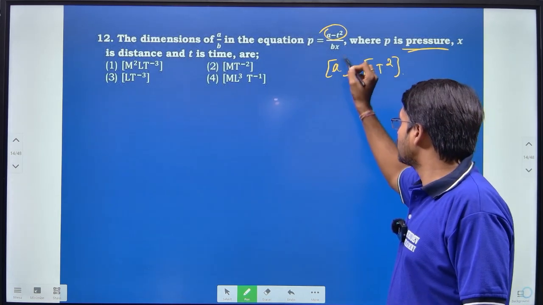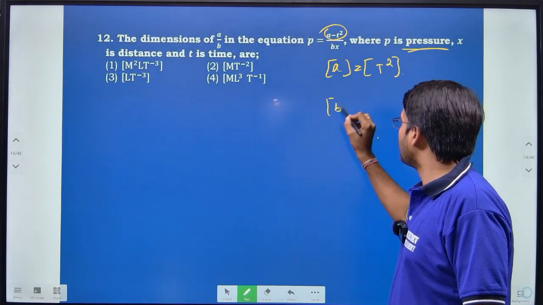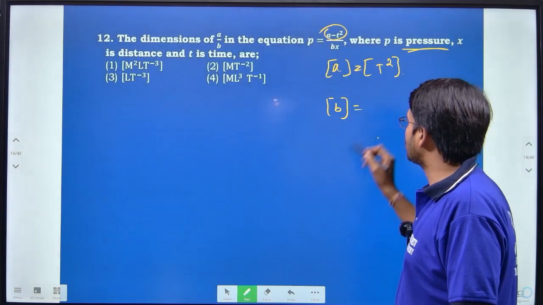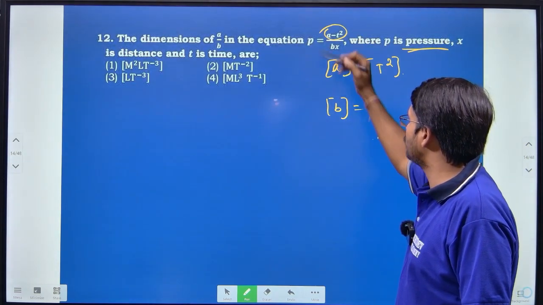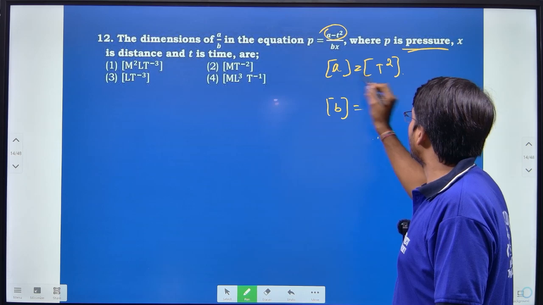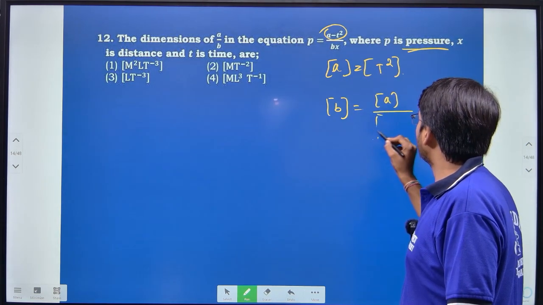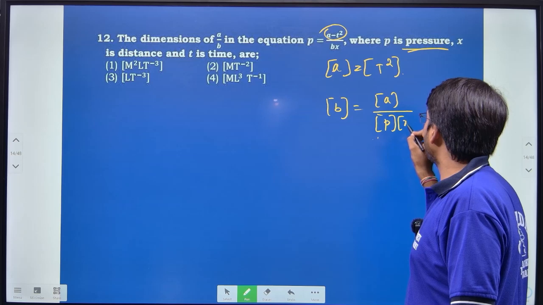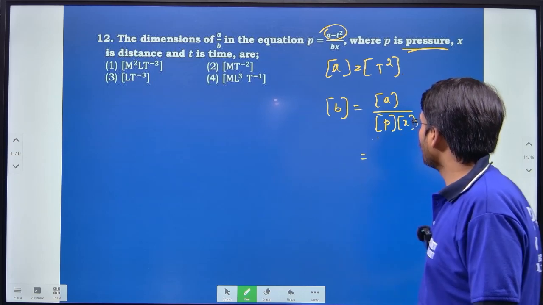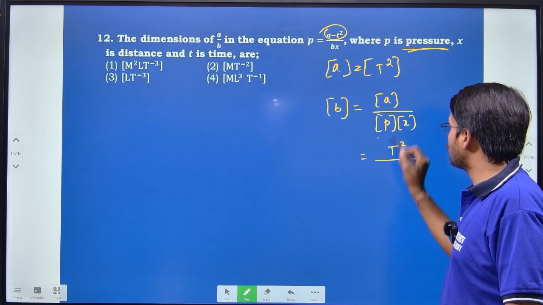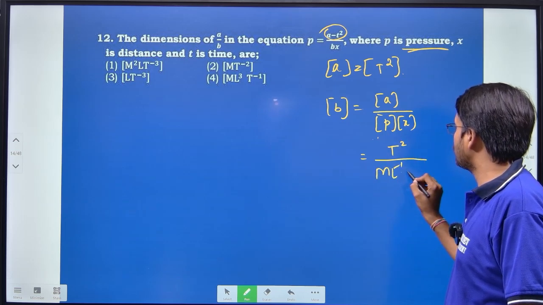And what will this be? Now we have to look at the dimension of B. How can we write this? For the dimension of B, you can interchange the terminologies. Therefore, the dimension of A divided by the dimension of P, multiplied by the dimension of X. What is the dimension of A? That is T power 2. What is the dimension of pressure? That is M L power minus 1 T power minus 2.